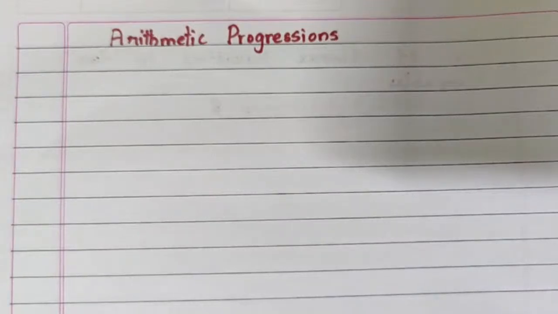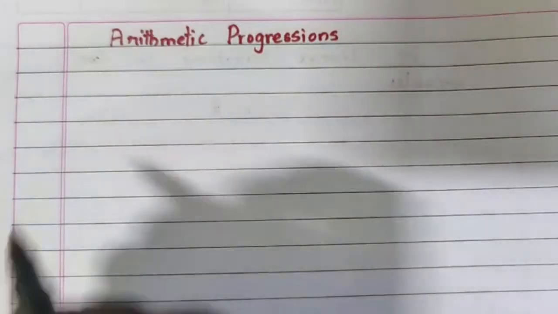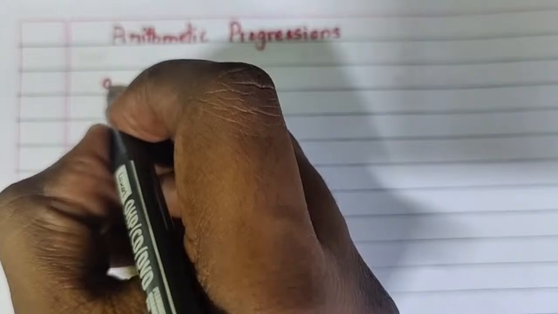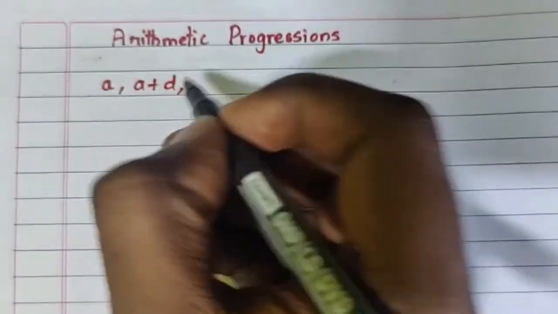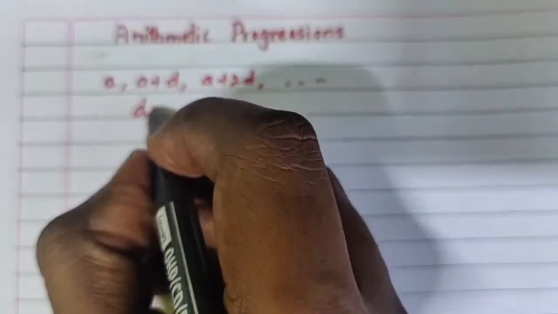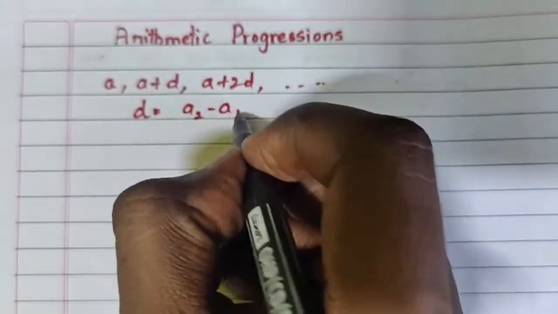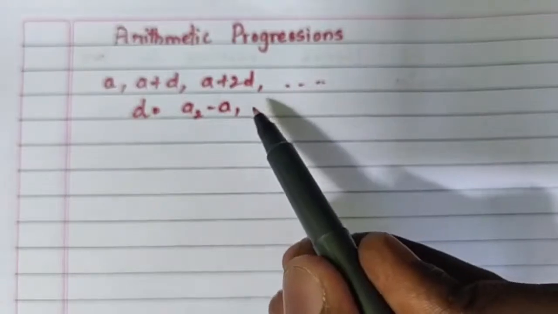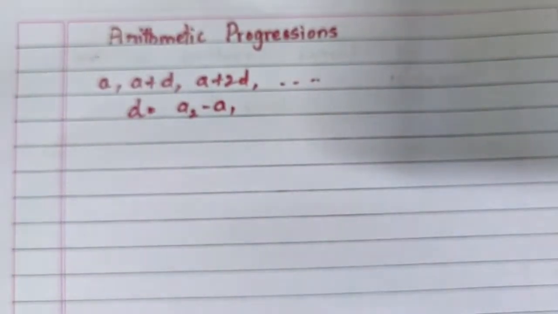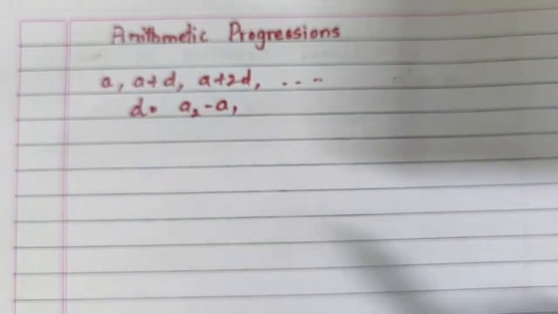And for 1 mark, what is the standard form of the AP? a, a plus d, a plus 2d, and so on. What is the common difference formula? d equals a2 minus a1. Based on this, finding the arithmetic progression will be asked in 4 marks based on a condition, and finding the nth term.